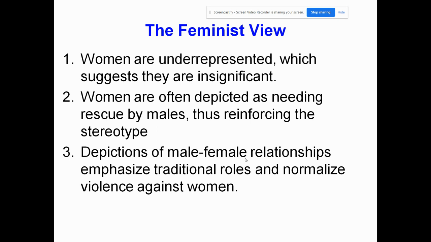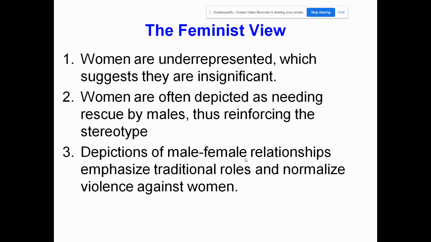Okay, the feminist view. The 3 bullet points here pretty much get right at the heart of the issue, and on the next slide you're going to see some very clear statistics that back it up. But essentially, the feminist view is illustrating the fact that in many different types of programming, particularly sports programming, women tend to be underrepresented. They tend to be depicted as needing rescue by males, thus reinforcing the stereotype.